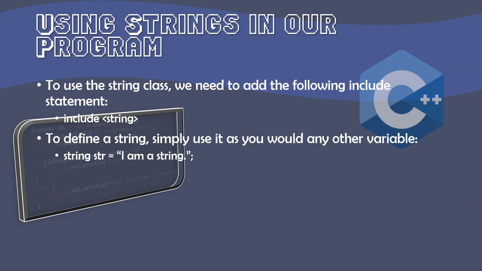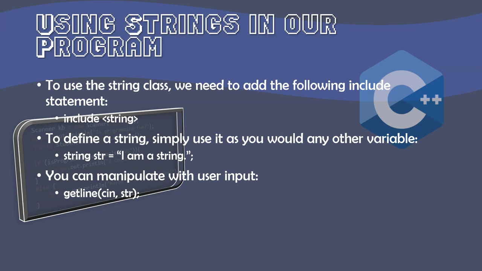So we want to define a string. We can simply use it as we would any other variable. We can say string str equals "I am a string." You can then manipulate that string with user input using the getline function. So we say getline cin str. That's going to take whatever we type and put it into that string that we define here.